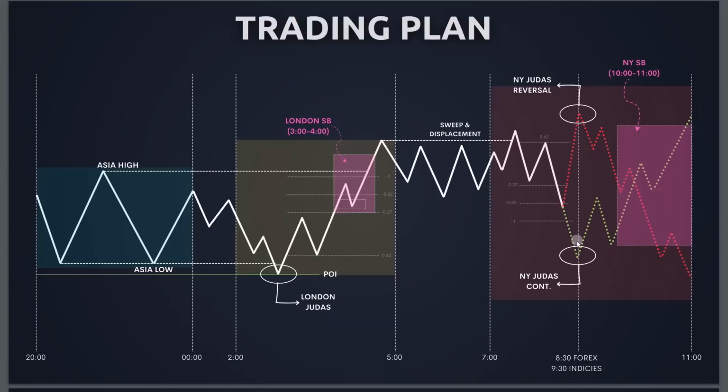Now price goes lower. We do have the London Judas swing in the London kill zone, right? Do we have another Judas swing in the New York kill zone? Yes, we have, and usually it's at 8:30 for forex, 9:30 for indices. But the timing can be different sometimes. It's not like every day the same thing.